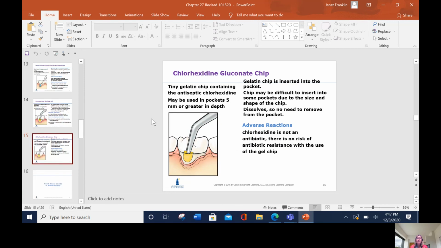And then you have a chlorhexidine gluconate chip, which is a little disc-like chip that would insert into the pocket. So you would take cotton pliers and you would slide it into the pocket. But it had a similar kind of issue with it where it would stick sometimes to the cotton pliers, and then you would pull it back out and it would keep coming back out.